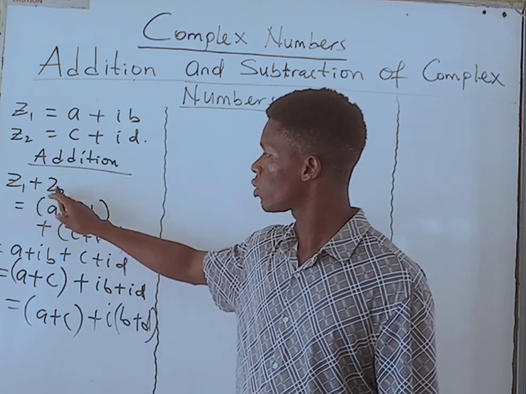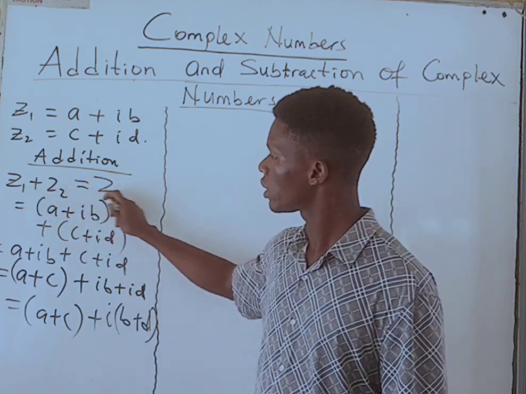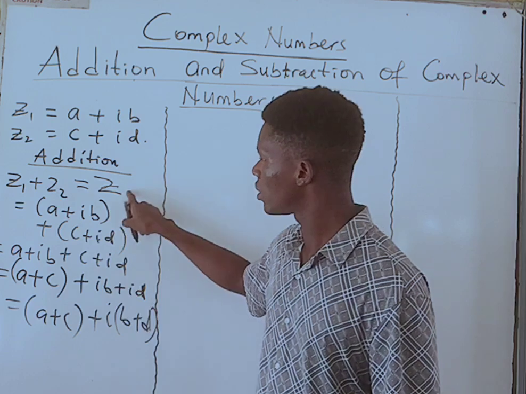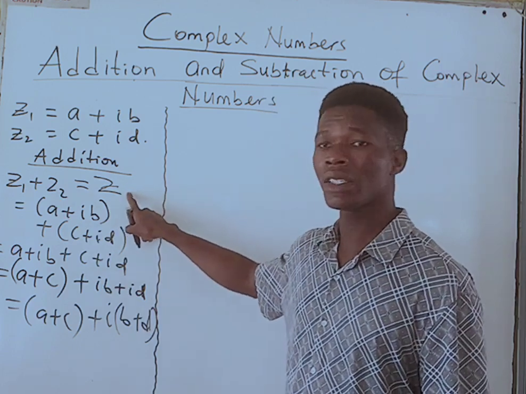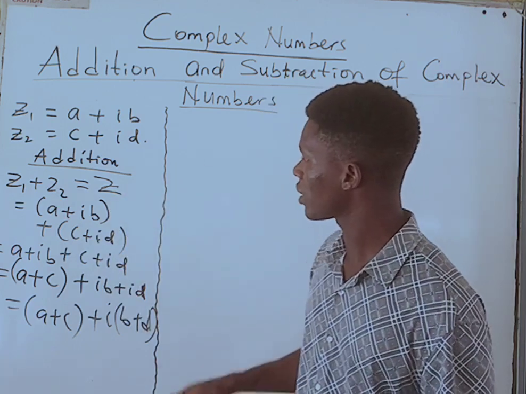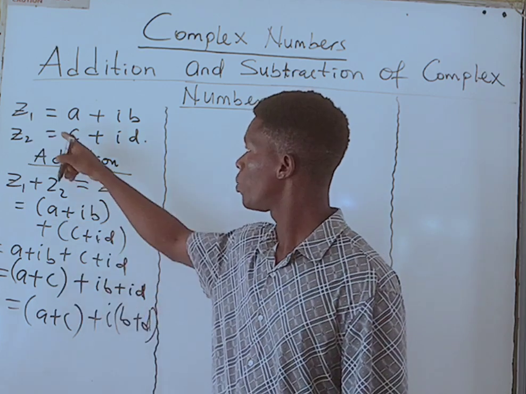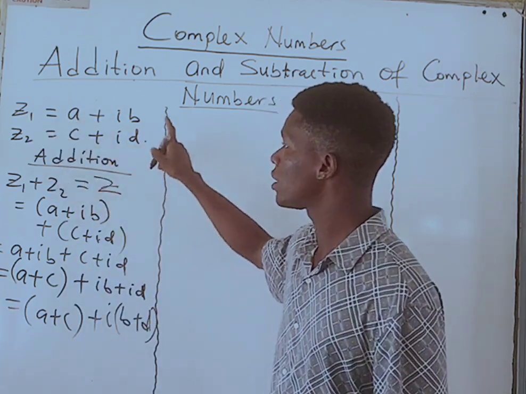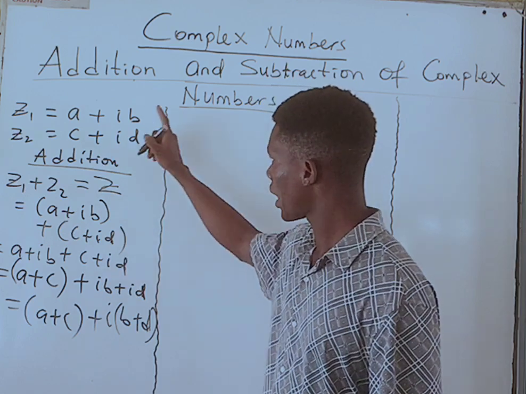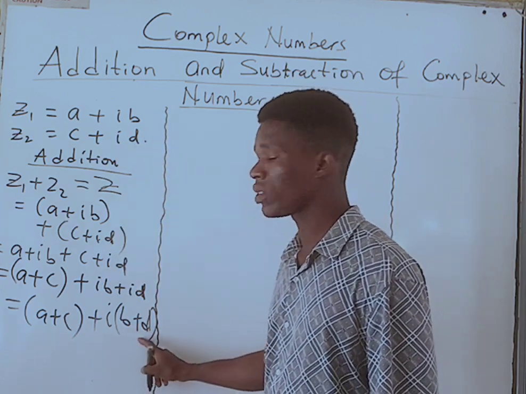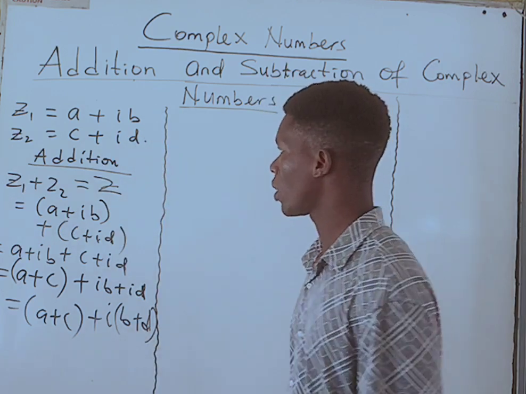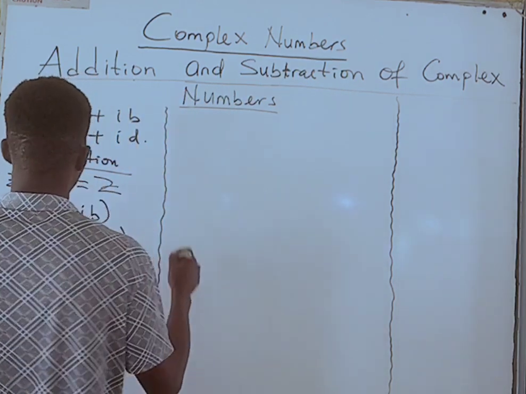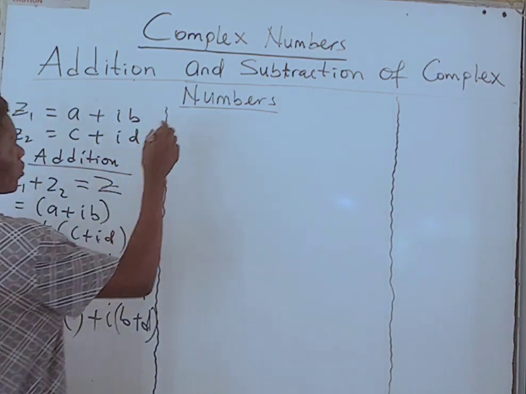This implies that Z1 plus Z2 equals another complex number Z. That implies that the complex number will have the real part as the sum A plus C, and the imaginary part will be the addition B plus D. So this is how we add two complex numbers.